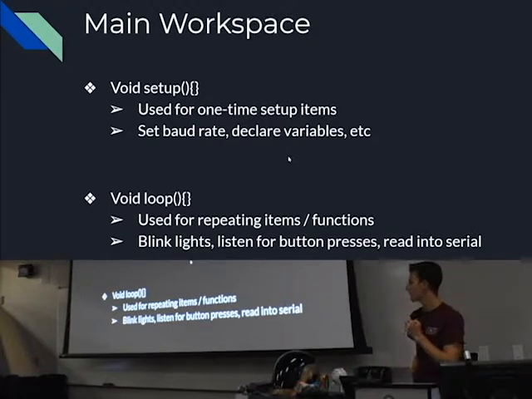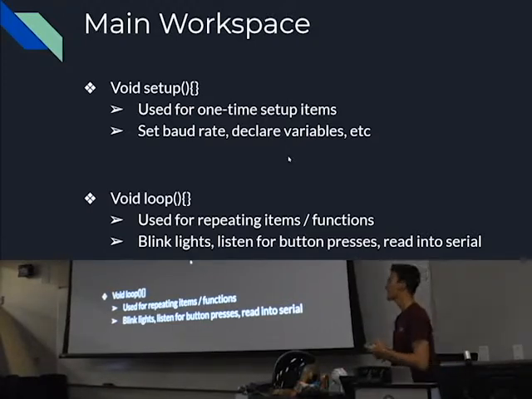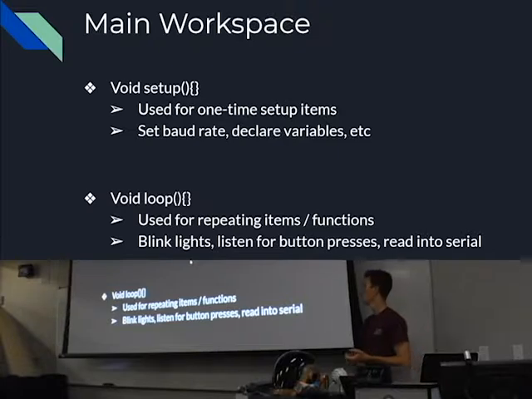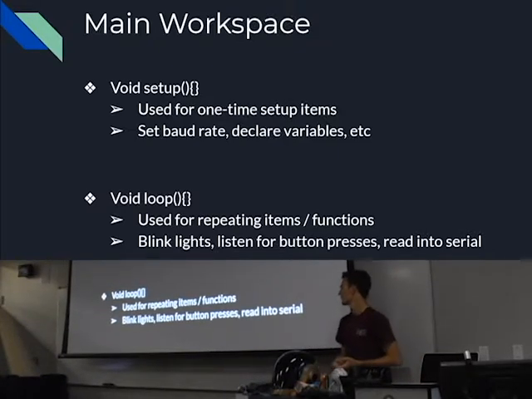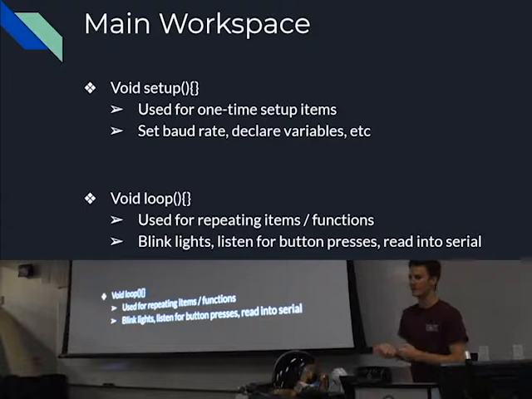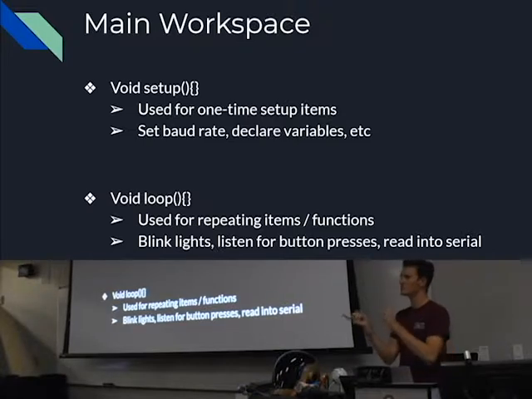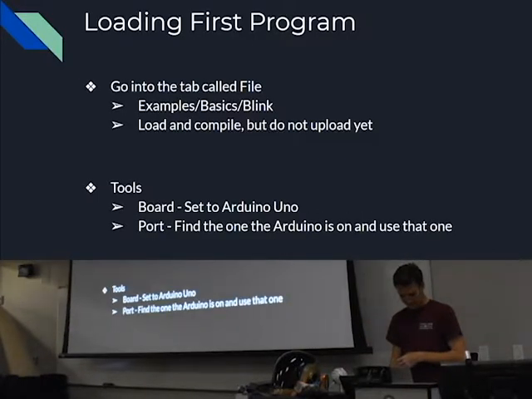And then you have void loop. This is for the repeating items, so this will be your main body of code. Things like making a light blink, waiting for a button to be pushed, every 5 minutes printing out the temperature that my module says, or if these two wires touch, turn on the buzzer. You can do all those things.